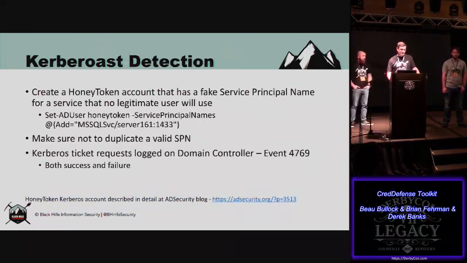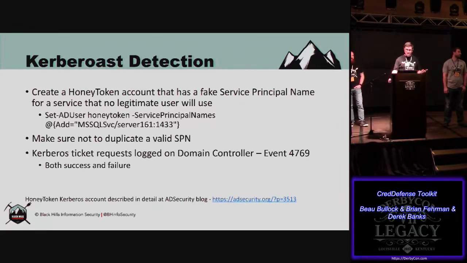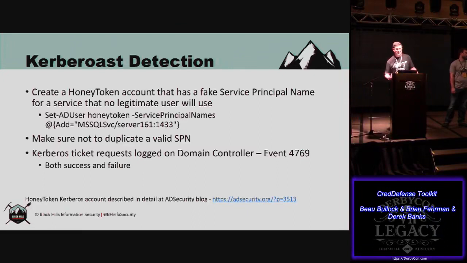So it turns out when you request a Kerberos ticket, it's actually logged on the domain controller. So what you can do is create a fake SPN, a honey token account. It's real easy to do, but make sure you don't duplicate an actual service in your domain, because then users are going to call because they won't be able to get to whatever service they're trying to get to. But your users won't go to the fake one because, well, unless it's Sally from accounting, because yeah, she's balling, right?